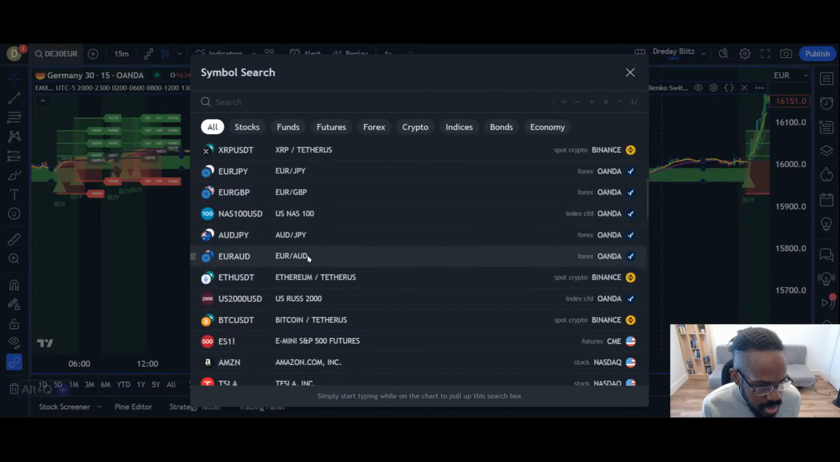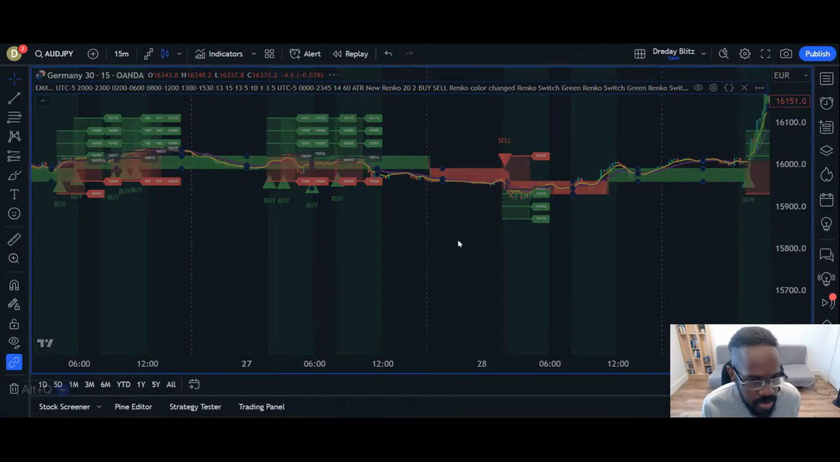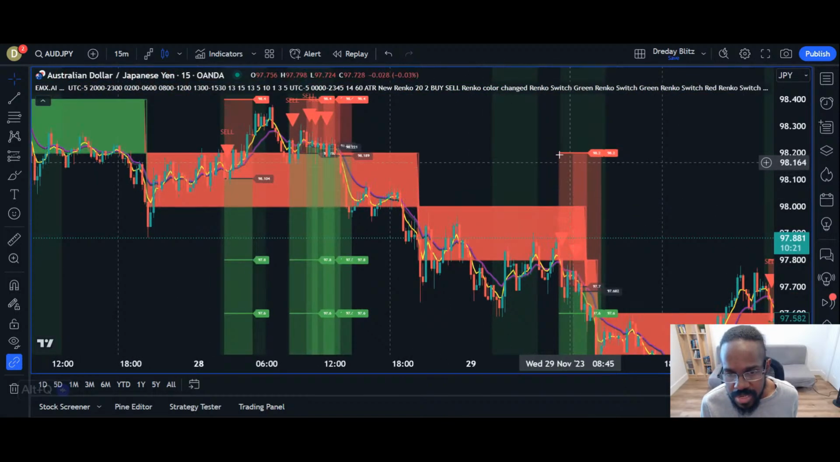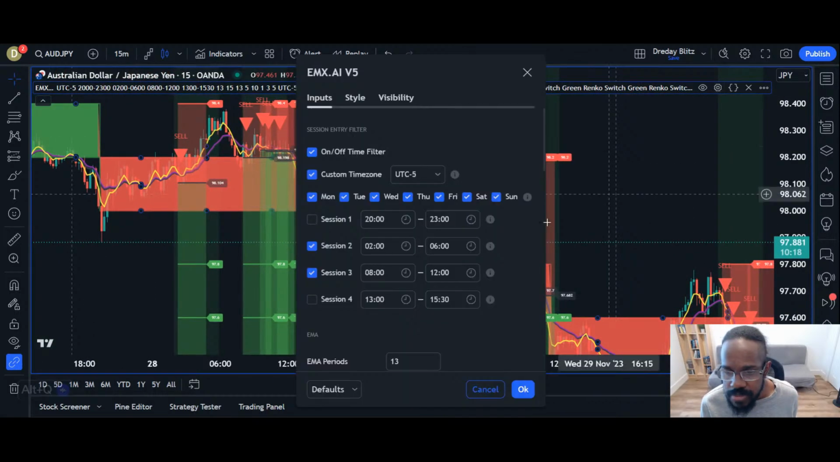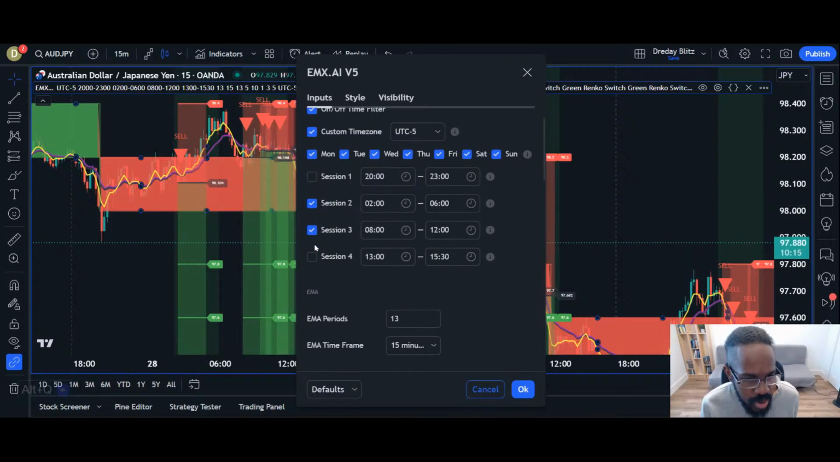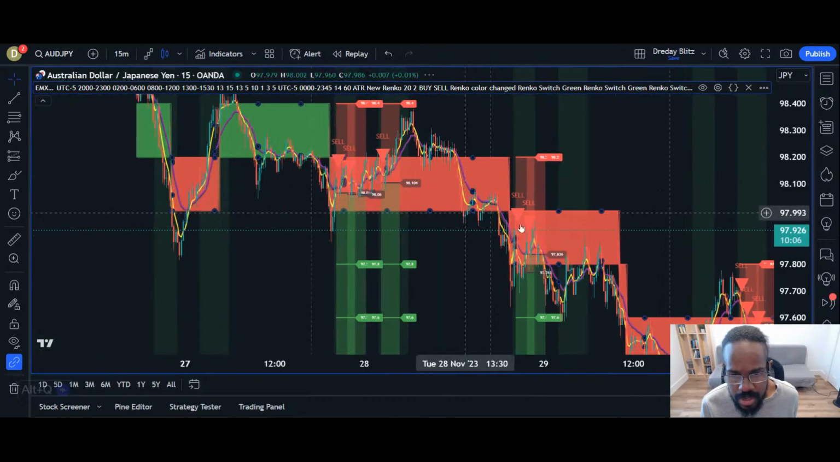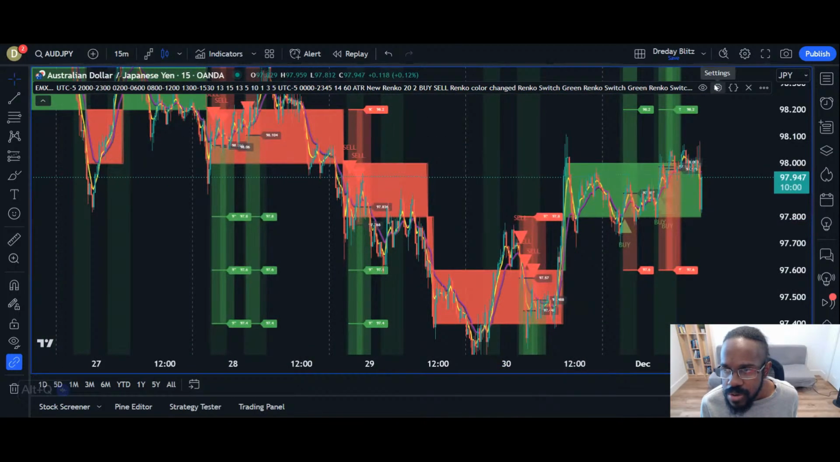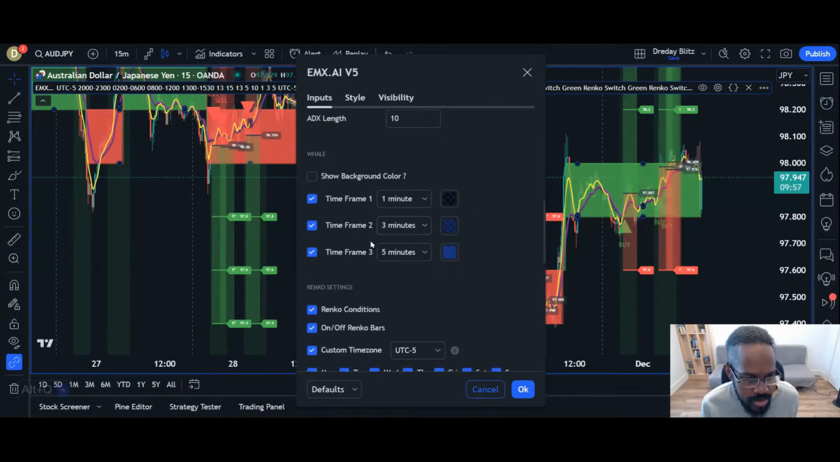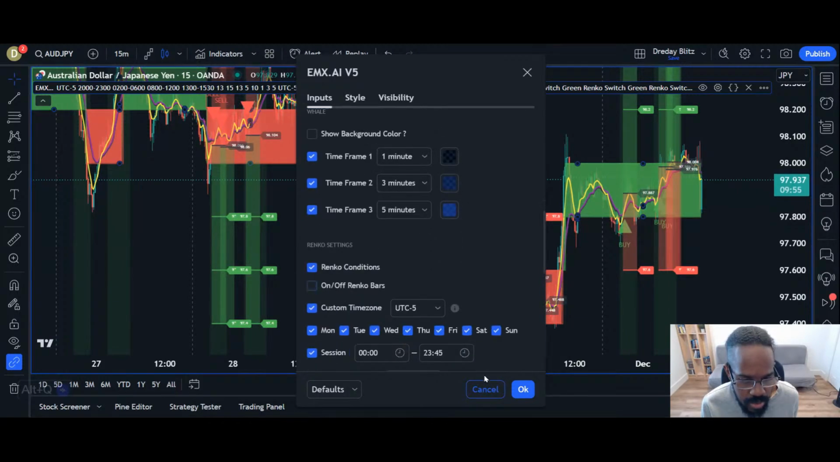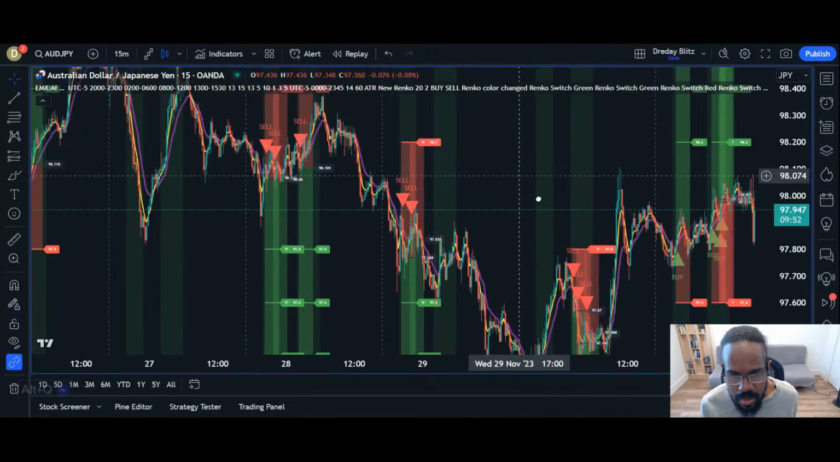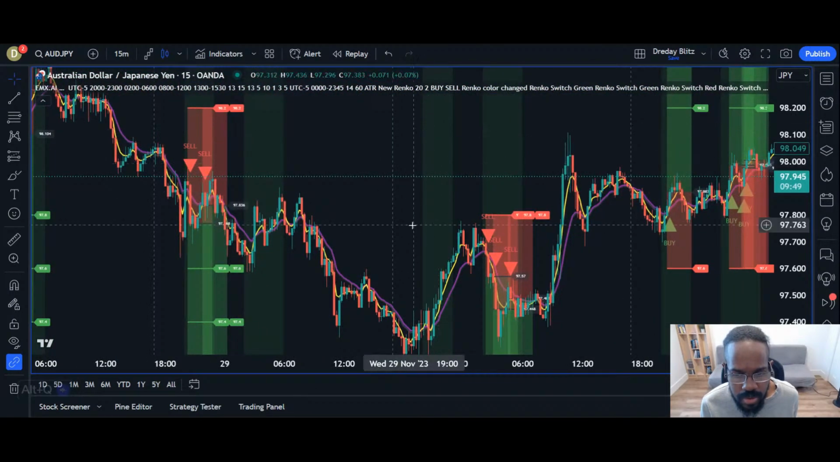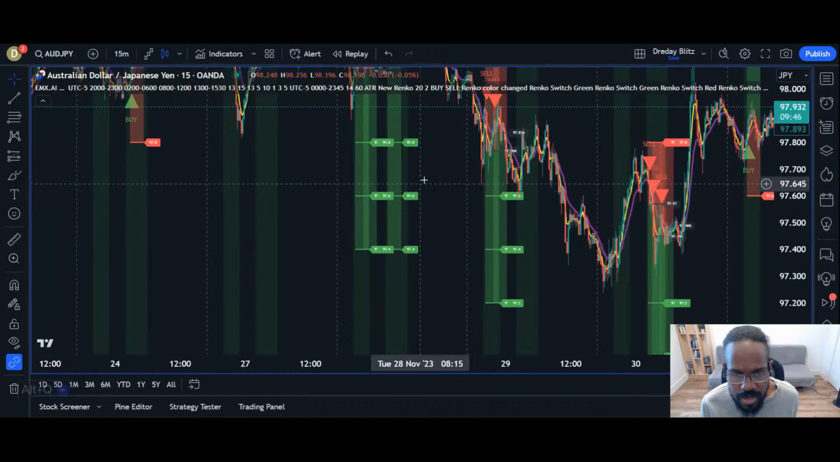Whatever you're trading on, make sure to change those type of settings here. So let's look at AUD JPY. AUD JPY, best time to trade it is Asian and London. So we're going to remove New York. And we are going to remove the Renko. So this is AUD JPY.